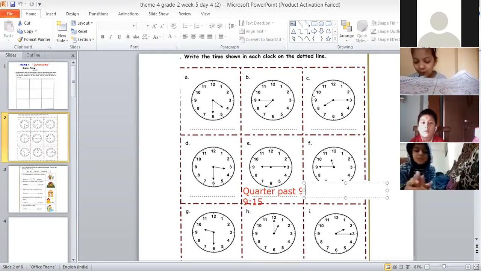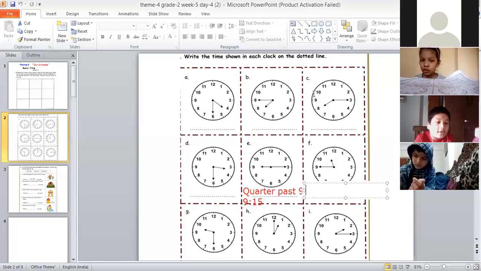Yes, Akshaj. Ma'am, tell me where is. Akshaj, please tell me what is the answer for the next bit. Okay, ma'am. 11:45. And in quarter form? What is the time in quarter form?